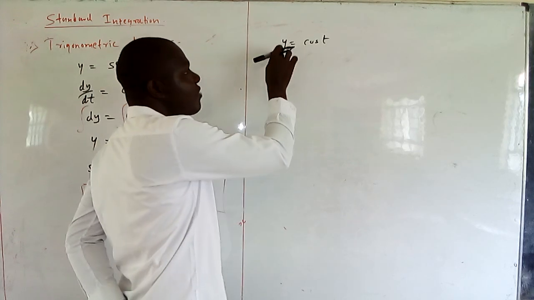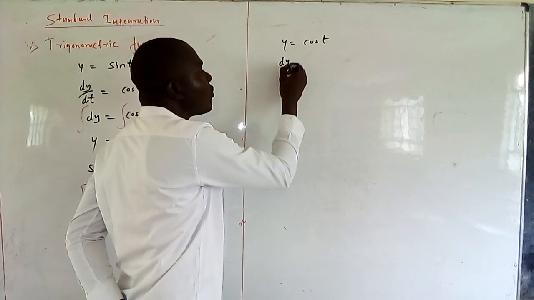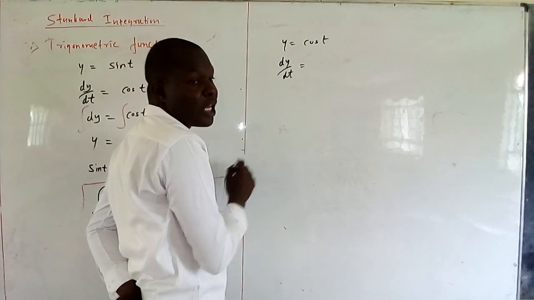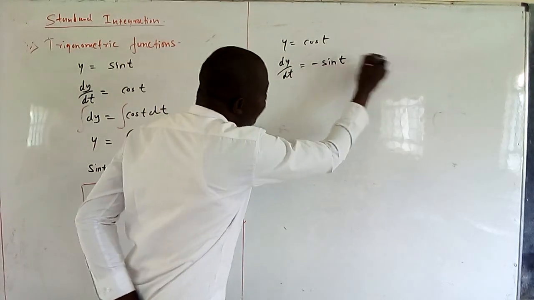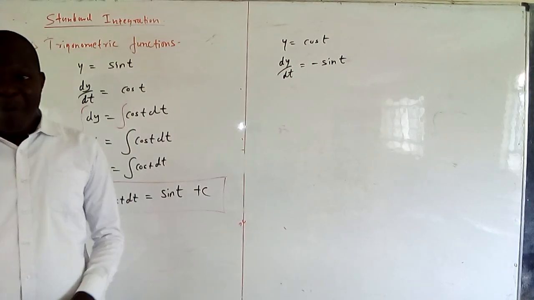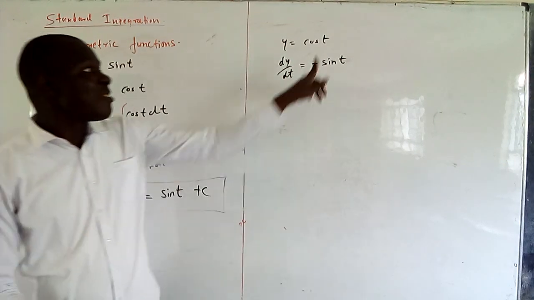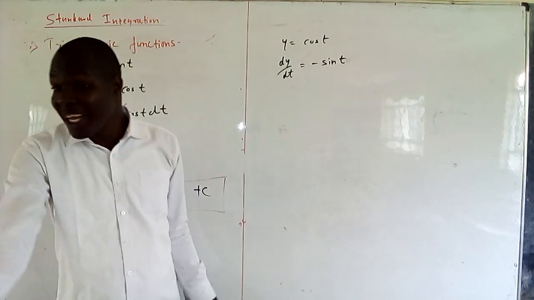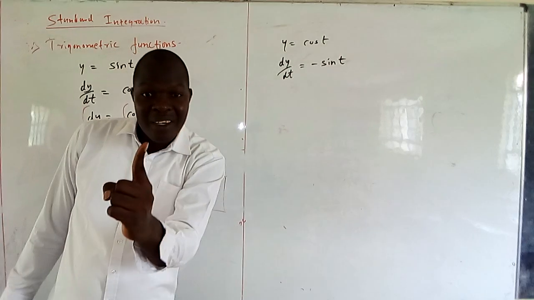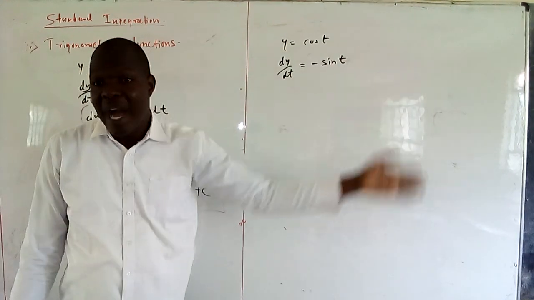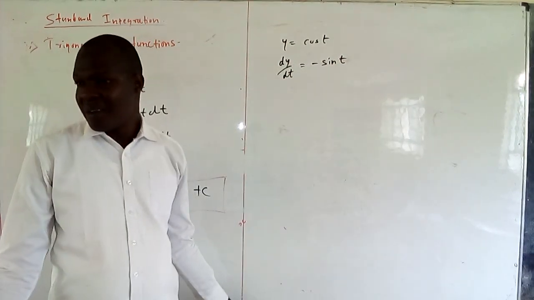What do we have here? Differentiate y with respect to t. You get dy over dt equals, if you differentiate cos t, what do you get? Negative sin t. Remember, I'm not differentiating the inner function because if you differentiate the inner function t, you get 1. That's why I'm not talking about it, isn't it? So it is negative sin t times 1, which is just negative sin t. Are we together there?